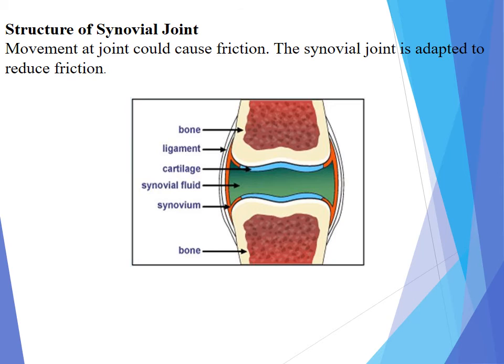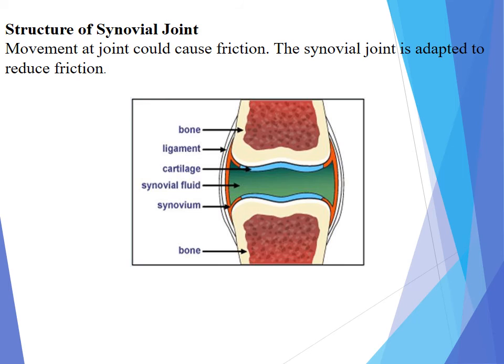Now this is the detailed structure of the synovial joints, the joints which we discussed in the previous slide, that is the ball and socket joint and the hinge joint, how these joints are made and what the parts of this joint are. The movement at a joint could cause friction. The synovial joint is adapted to reduce friction. How? You can see there is an upper bone and a lower bone. We can take it as the humerus bone and, in the ball and socket, the scapula bone.